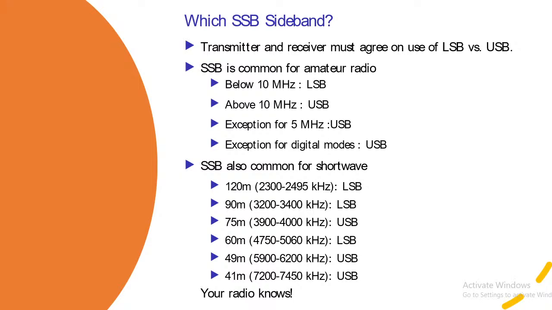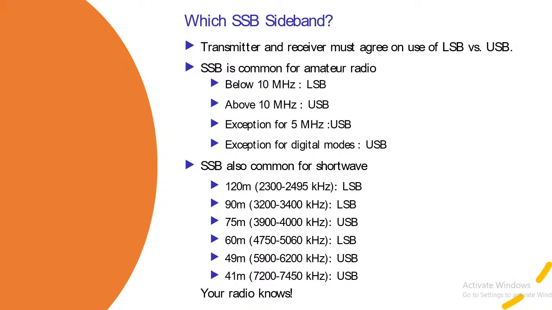SSB is used in amateur radio. Below 10 MHz, you have LSB. Above 10 MHz, you have USB. There is an exception for 5 MHz, where you have USB. And for digital modes, you have USB.